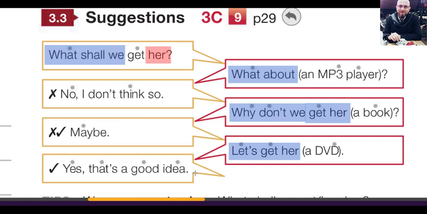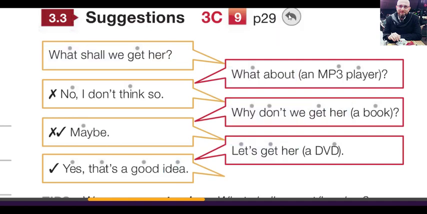That's a good idea. Be careful with this pronunciation. Some students say it wrongly. No, it's idea, because the stress is on EA. So we say idea, idea.